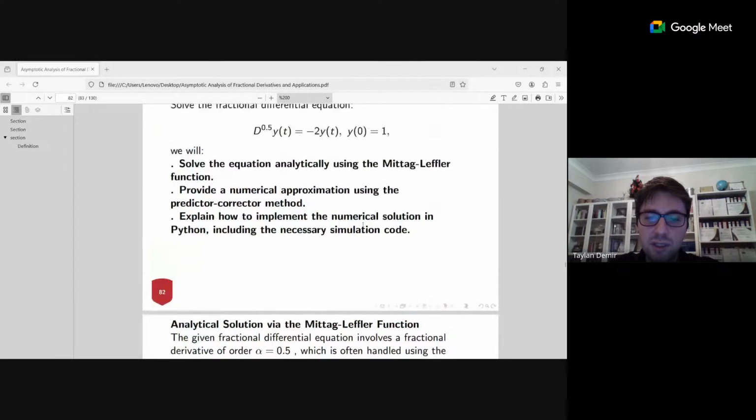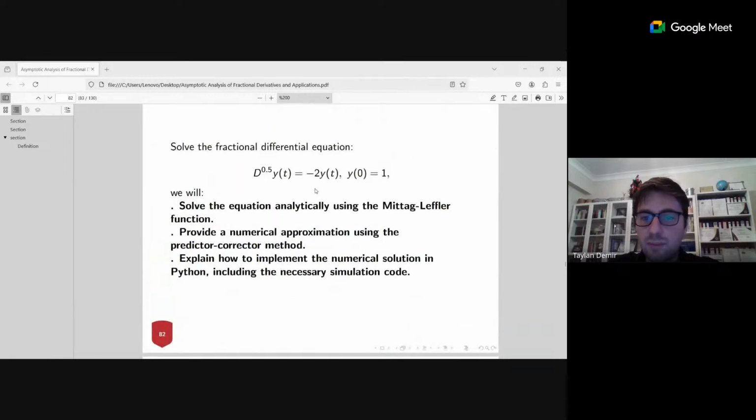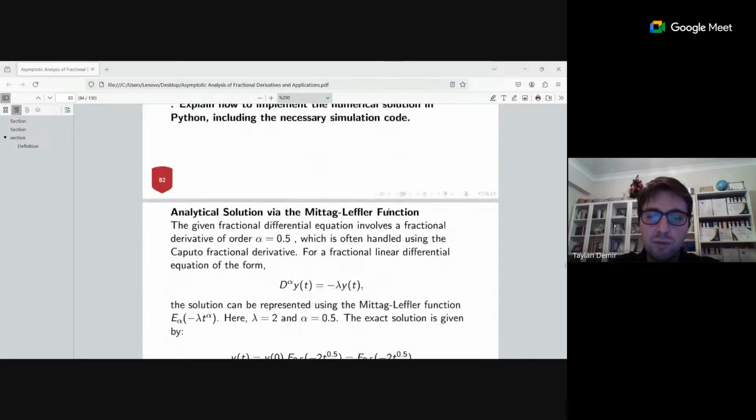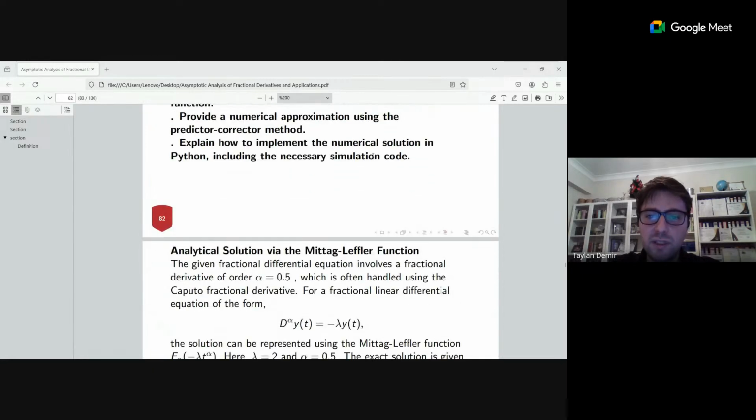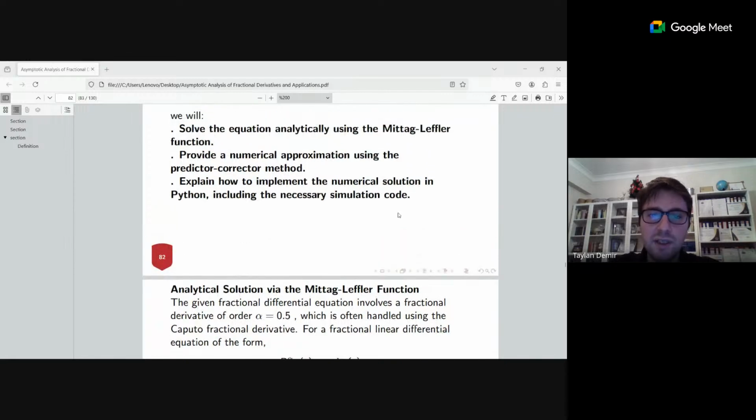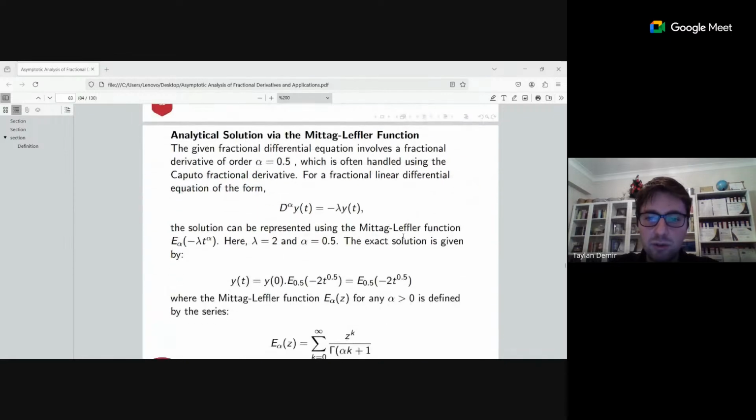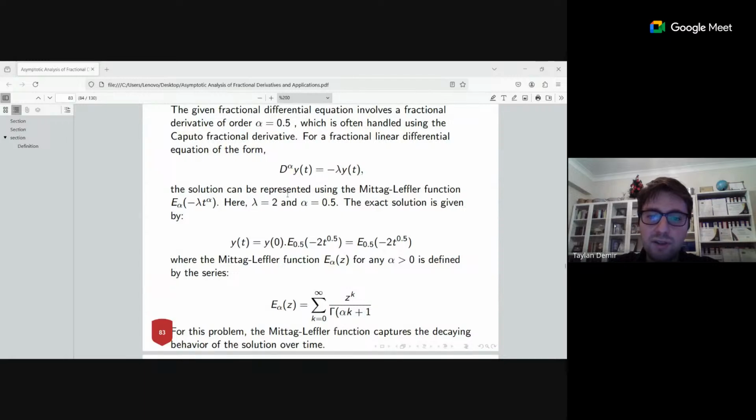For example, D power 0.5 y of t equals minus 2 y of t. We will solve the equation analytically using the Mittag-Leffler function and provide a numerical approximation using the predictor-corrector method, and explain how to implement the numerical solution in Python, including the necessary simulation code. We use the step-by-step corrector method.